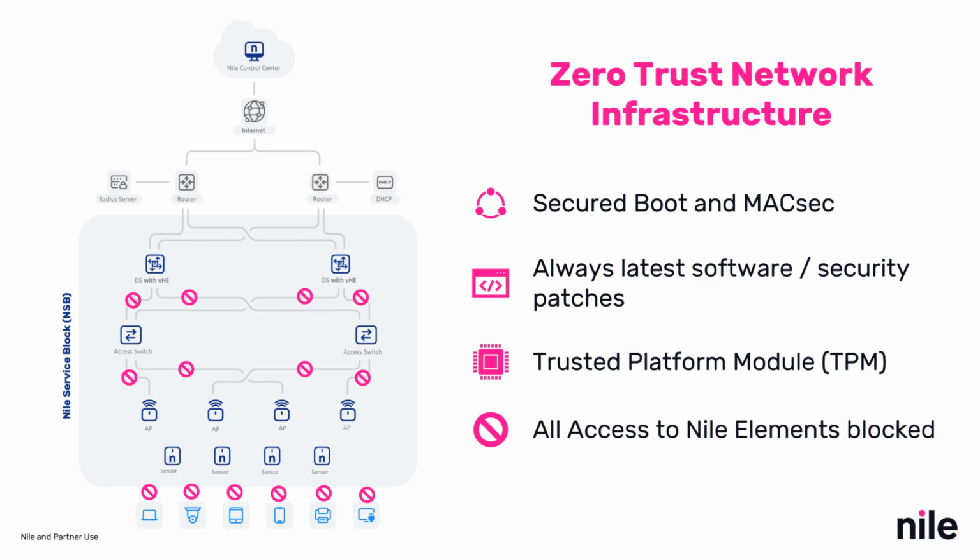Nile's zero trust approach is built from the hardware layer up. For example, each device uses Secure Boot with a TPM chip to verify integrity at startup. All device-to-device traffic is protected with MACsec encryption to prevent tampering. Software and patches are automatically applied via cloud management. There's no direct access to any Nile device, no SSH, no console, not even for our engineers. Meanwhile, all operational metrics, including CPU, memory, and CRC errors, are securely streamed to the Nile Control Center for complete visibility.